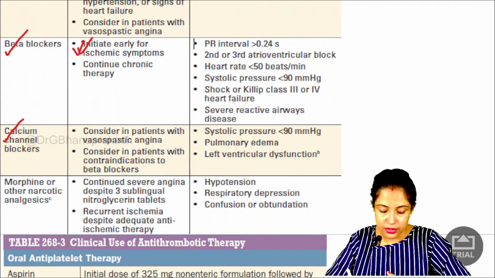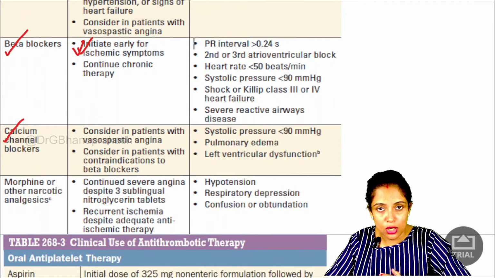Calcium channel blockers. Okay? Calcium channel blockers can be used as an anti-ischemic measurement, but calcium channel blockers are usually given if the patient is not tolerating beta blockers or if the patient has contraindication for the use of beta blockers. Usually, we do not use beta blockers and calcium channel blockers together.